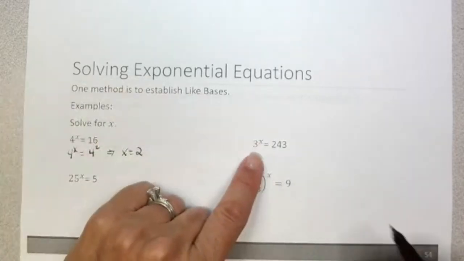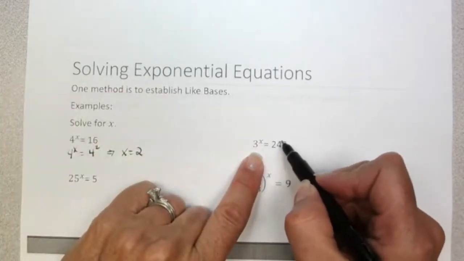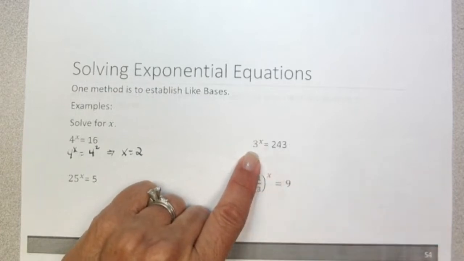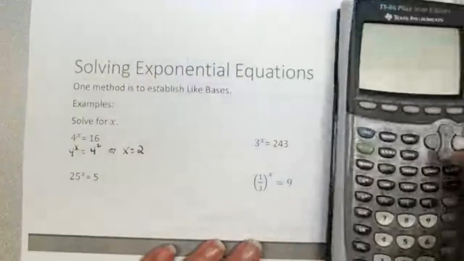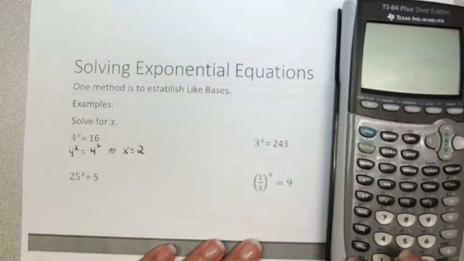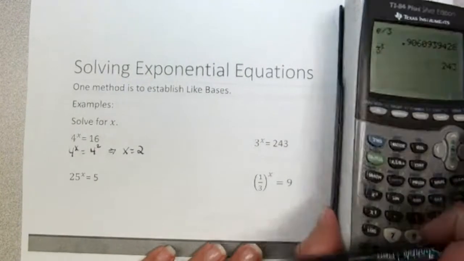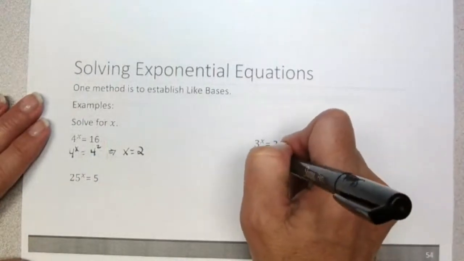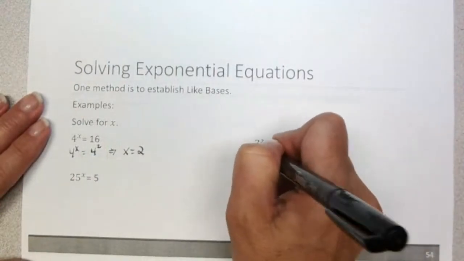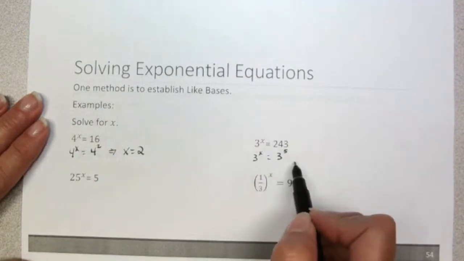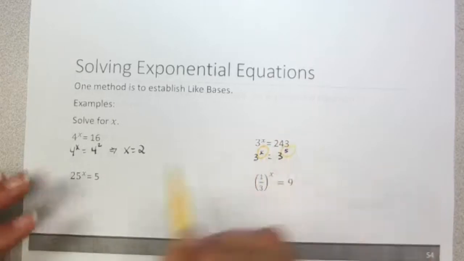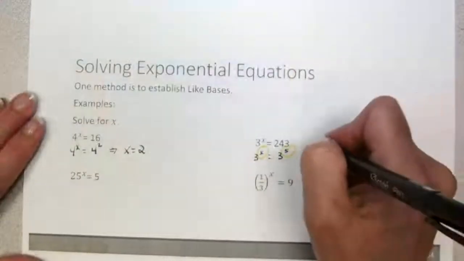Similarly over here, if I could rewrite 243 as an exponential expression with base 3, then I would know what that exponent needs to be. Let's see, I think 3 to the 5th is 243. Let's check. Yeah, it is. So if I rewrite 243 as 3 to the 5th, 3 to the x then equals 3 to the 5th, and by the one-to-one property, since the bases are the same, the exponents have to be the same. So x equals 5.